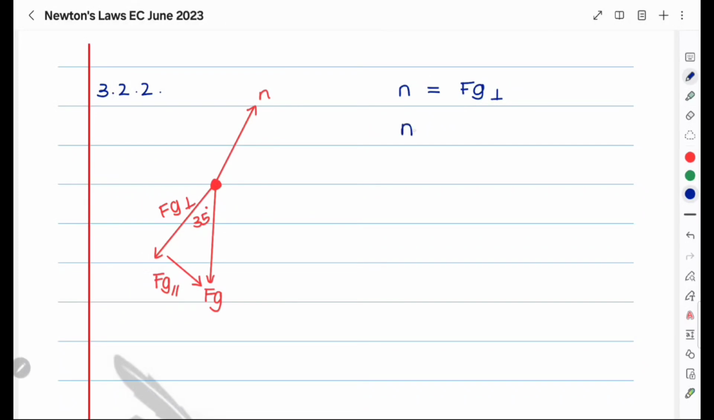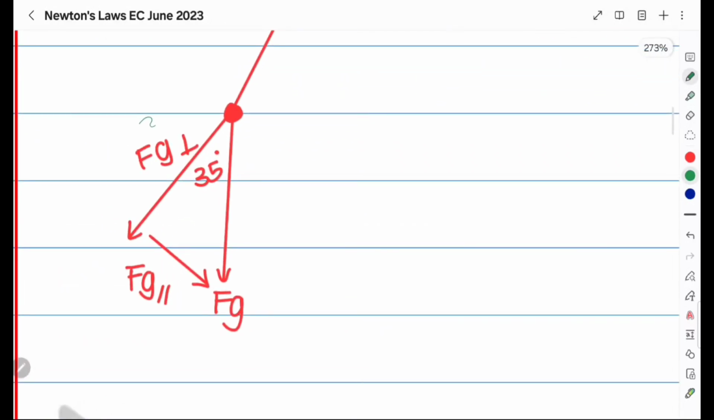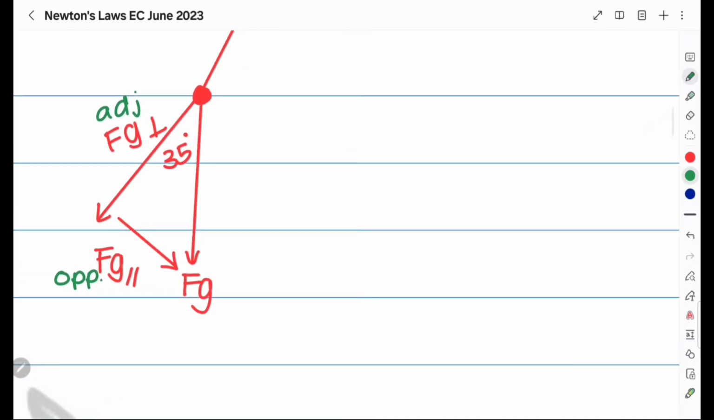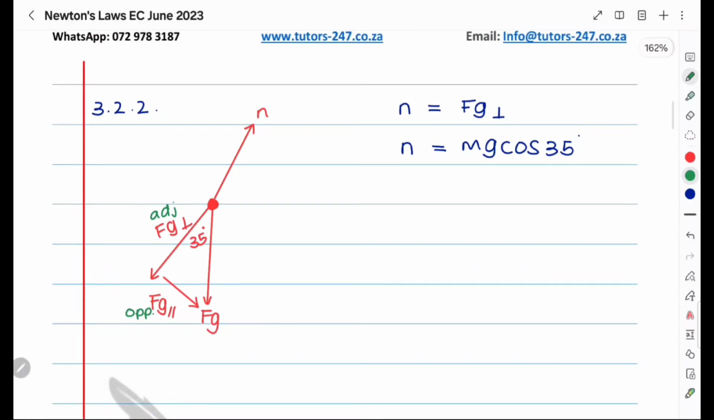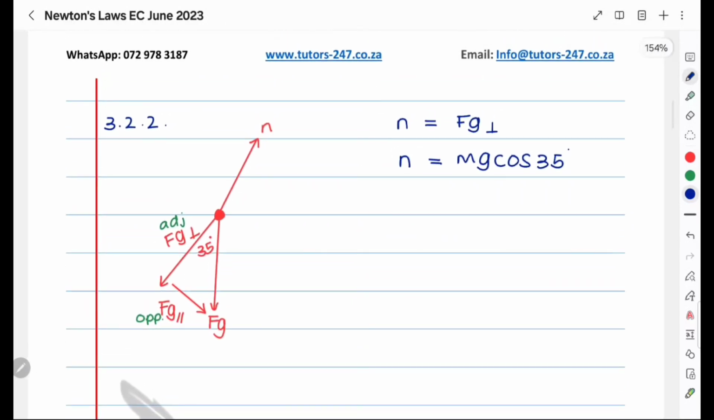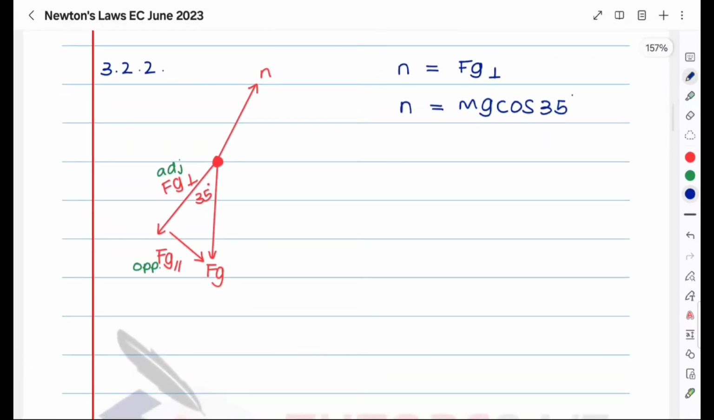So to do that, we're going to break up Fg perpendicular into mg cos of 35. The reason we've chosen cos is because if you notice, Fg perpendicular is adjacent, whereas Fg parallel is opposite to the angle of 35. So between sine and cos, which ratio has adjacent in it, it is cos. So that is why we use cos to calculate Fg perpendicular.